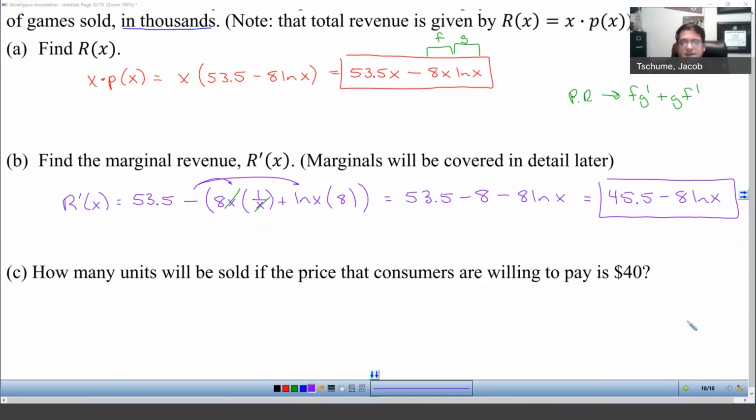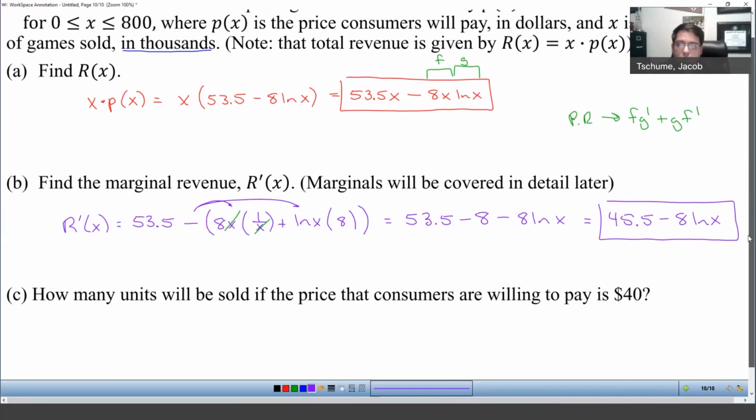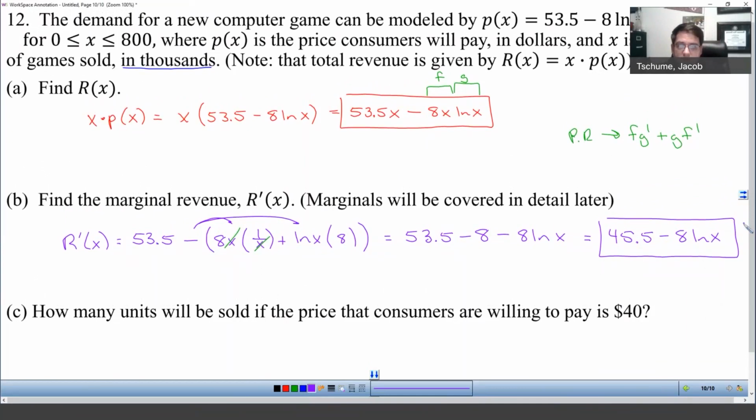Finally, for part C, how many units will be sold if the price that consumers are willing to pay is $40? So this requires us to go all the way back up here. We don't actually need the derivative for this because it doesn't say anything about rates of change. Instead, this $40 is actually the p of x in the original function. And when you're asking for how many units, you're looking for x. So in this formula at the very top of your screen that I'm circling in red, I'm going to let p of x be 40 and solve for x.